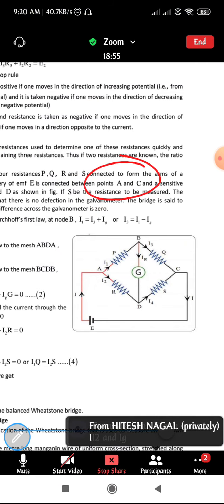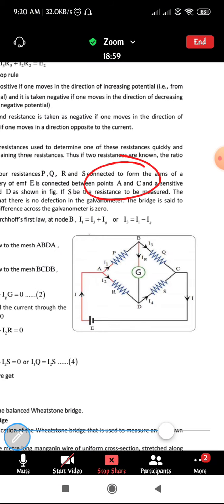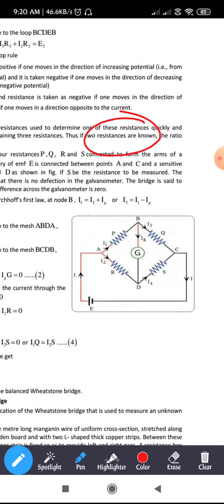Good, Meghana. Exactly, I2 and Ig are the incoming currents. You can see here, this is the junction D. The incoming current I2 is moving towards node D, and Ig is also moving towards junction D. So the incoming current is I2 plus Ig. I4 is the outgoing current; you can see it is leaving the junction.